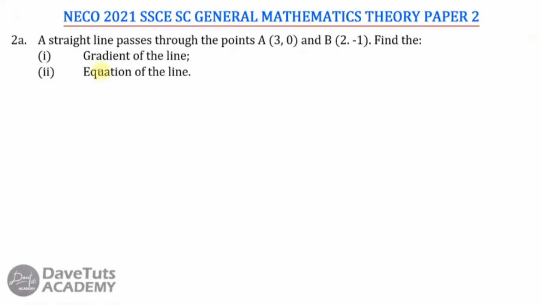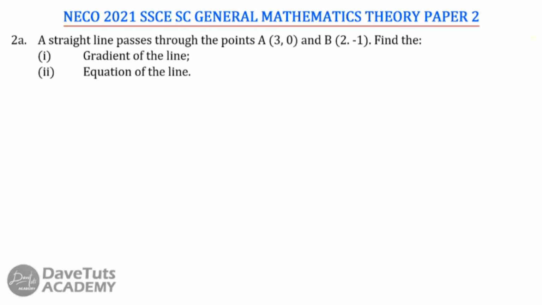In this question, the equation of a line, we are told that a straight line passes through the point A, which is defined as 3, 0. So that means here, what we're having is x, y. X is 3, y is 0. And B defined as 2, -1. Again, we have x, y. So here, x is 2 and y is -1. So we have to look for the gradient of the line and the equation of the line.